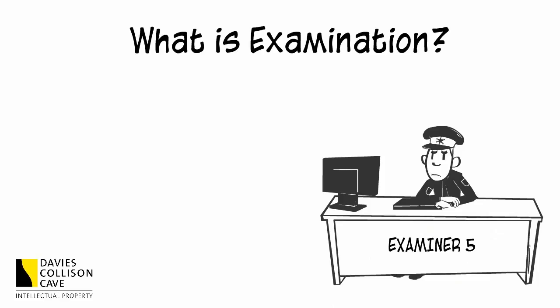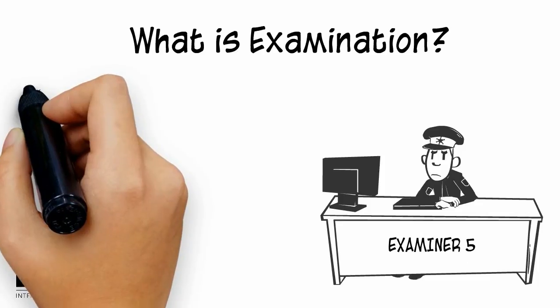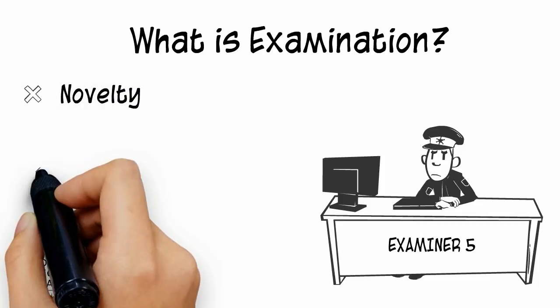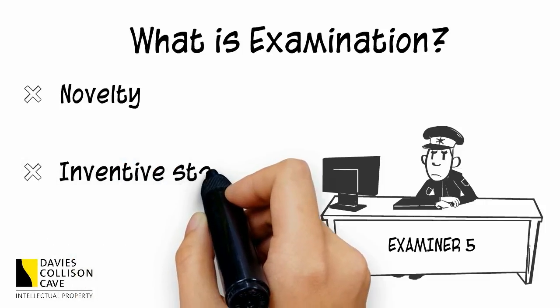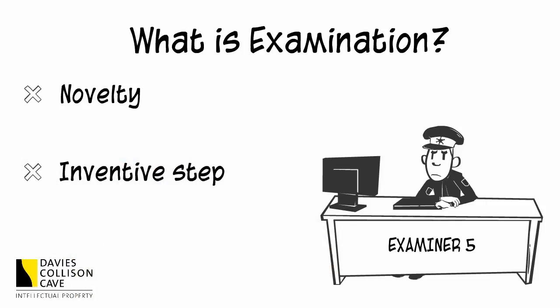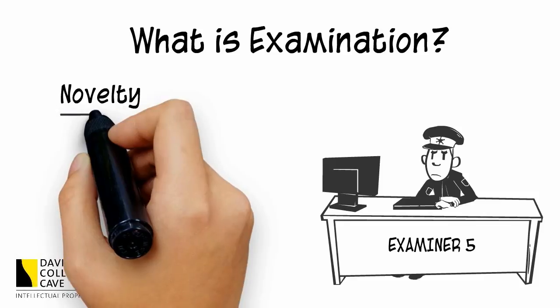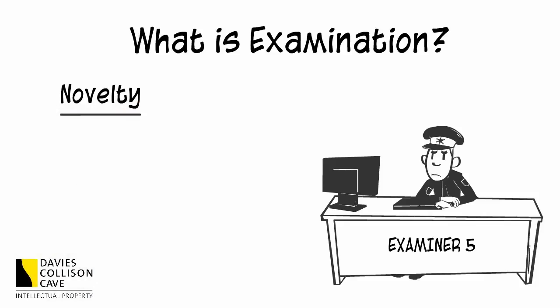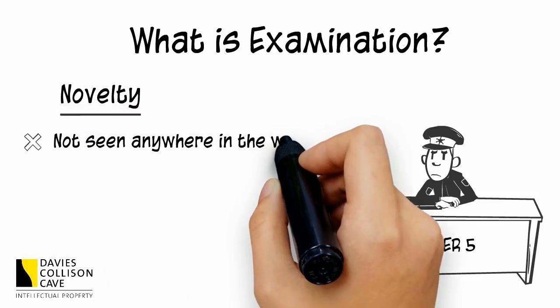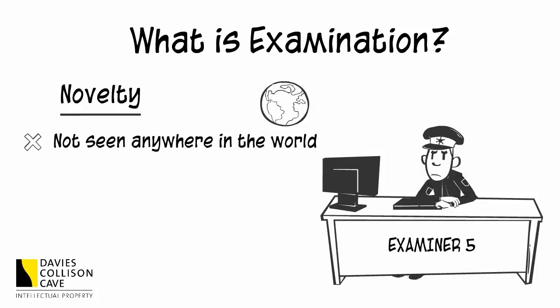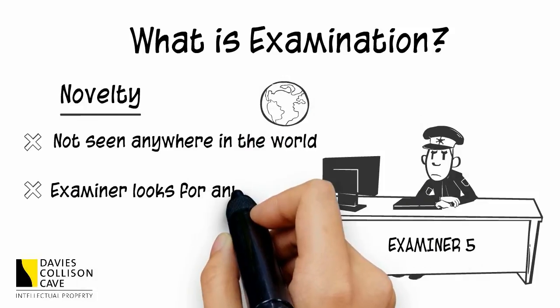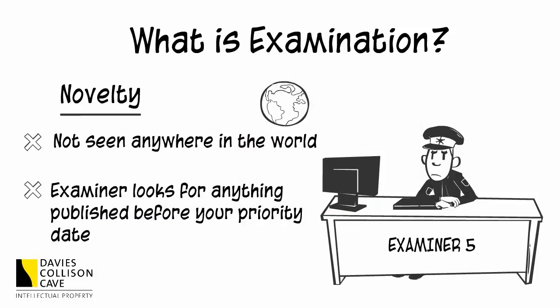The two main criteria that the examiner will assess your application on are known as Novelty and Inventive step. To satisfy Novelty requires that your invention is new or has a new feature not previously seen anywhere in the world. The examiner will search patent literature and any other published material that existed before your priority date, which, if you remember from earlier, is the date you first filed an application.